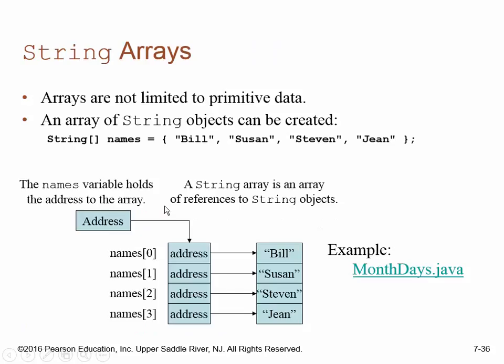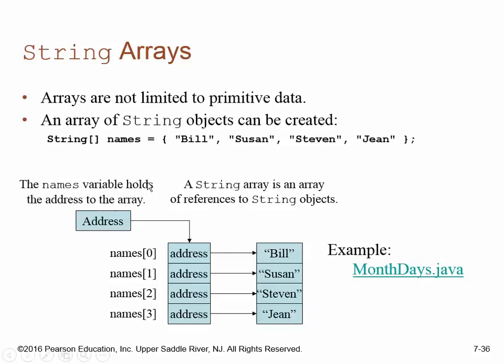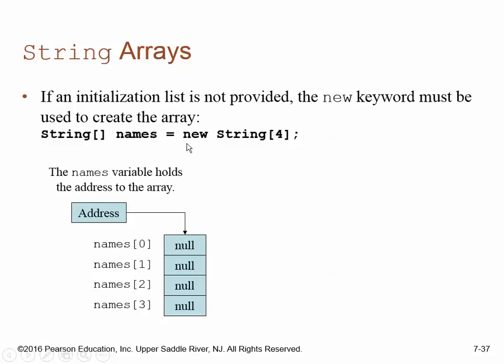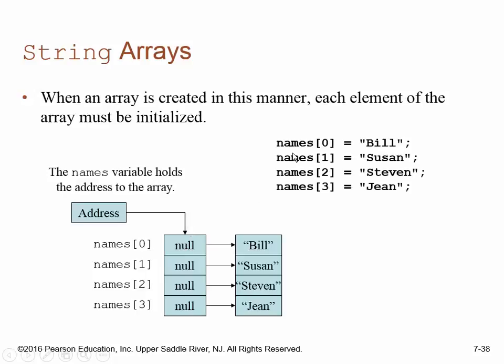You can have an array of strings. So here's a list of names. And you'd set it up like this. Or if you wanted to initialize it from the get-go, you can do that too. If you don't initialize it, those values are null. So if you do it this way, then you've got to individually go in and set up each array name like this.